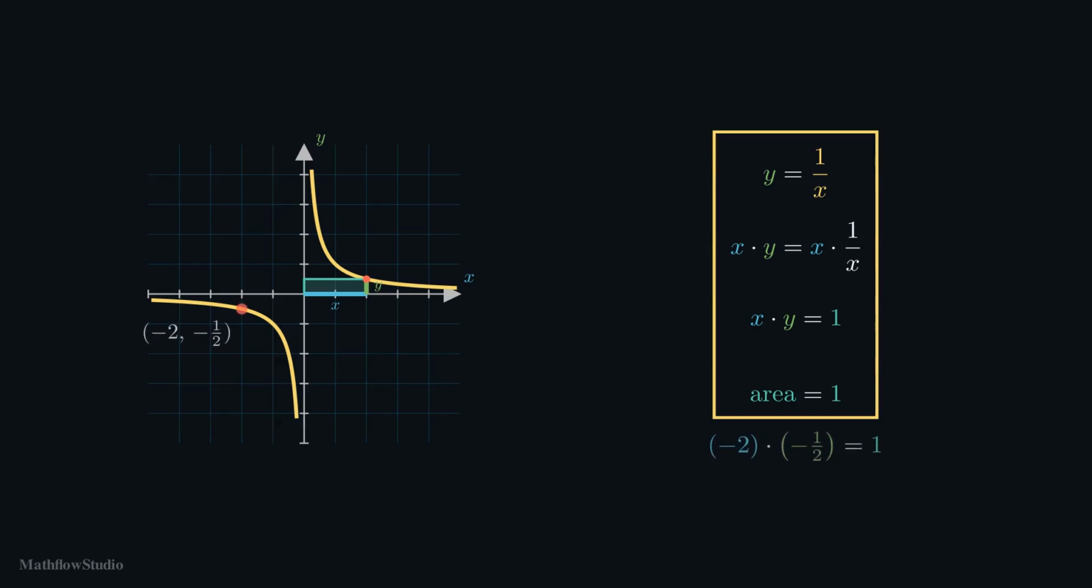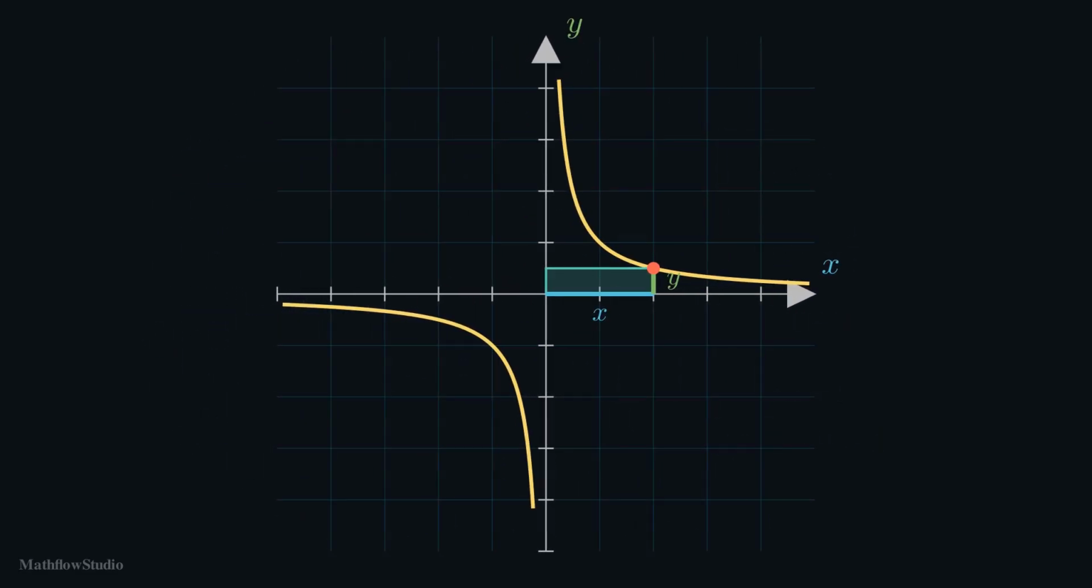On the negative branch, the product rule still holds because both numbers are negative. This is why both branches belong to the same reciprocal function. Now let us return to the full graph and study what happens near the axes.